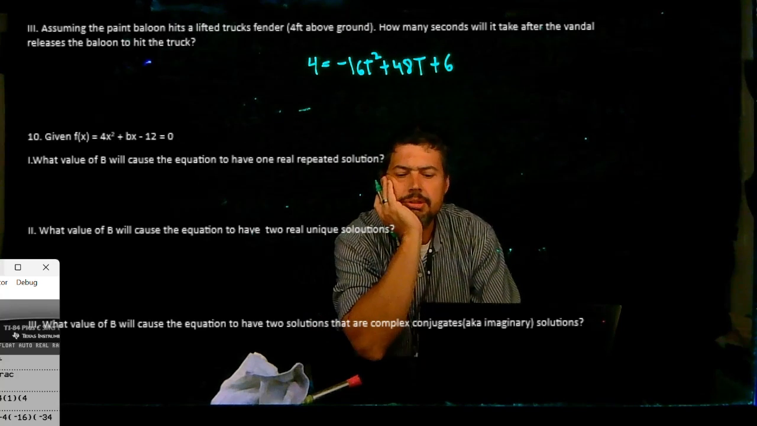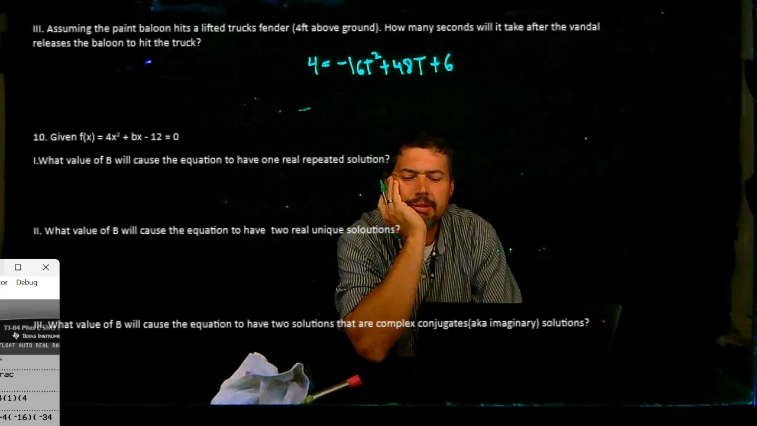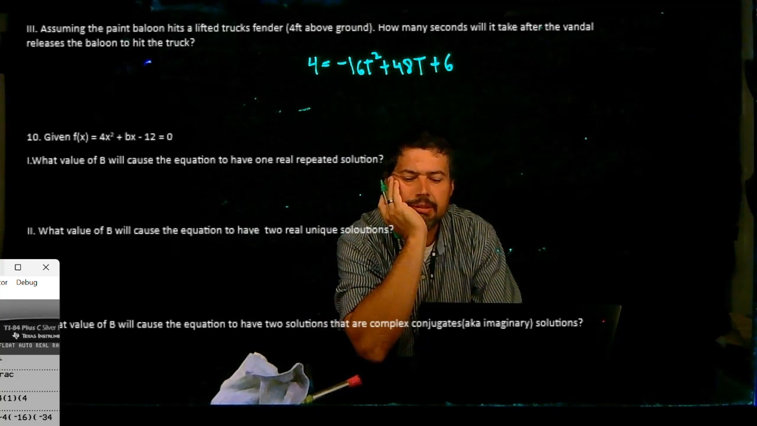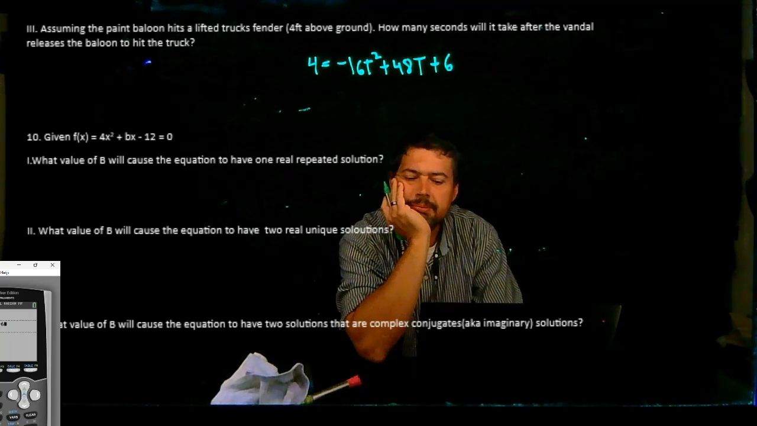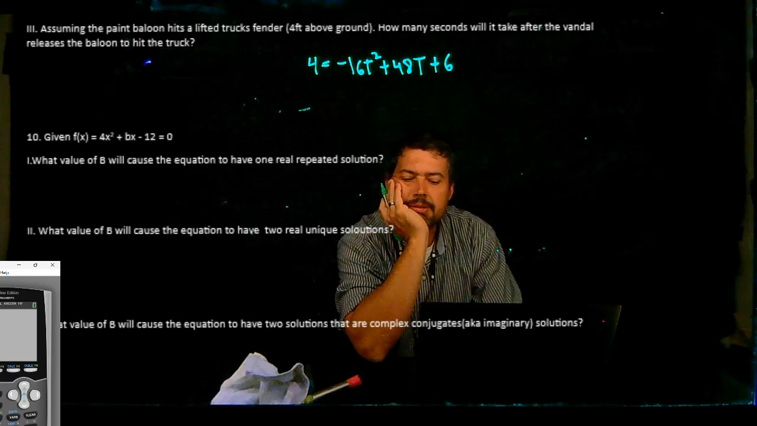And we are going to just look at a TI-84 on this one. That's part of the class. Part of the class is learning how to use technology. So let's go to y equals. We'll put a 4 in y1. We'll put a negative 16x squared plus 48x plus 6 into y2. I'm not going to make you do the quadratic formula on this one. I don't think it will work out nicely. And then we're going to hit zoom 6.